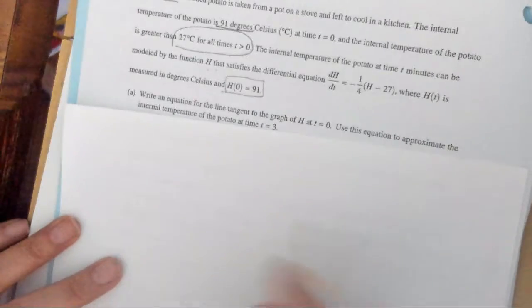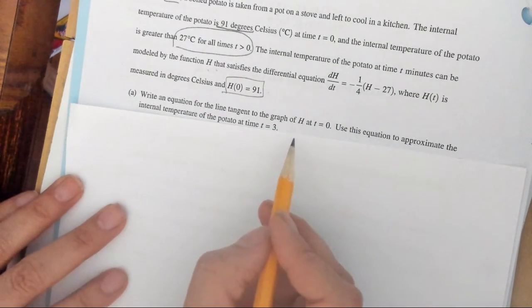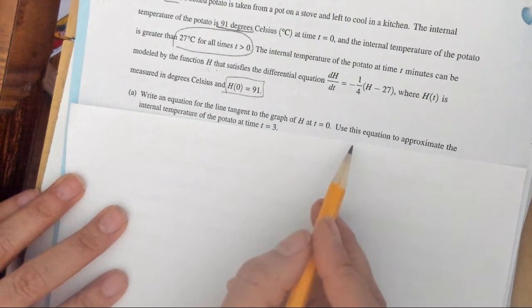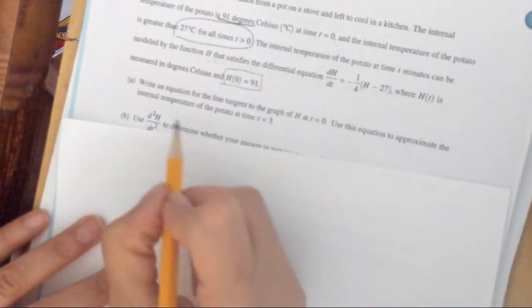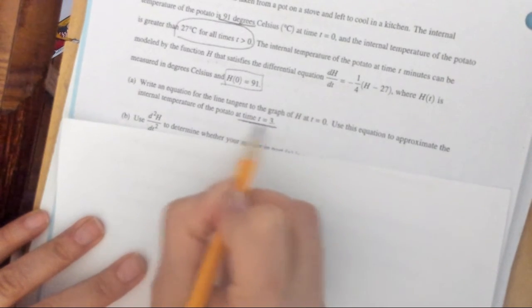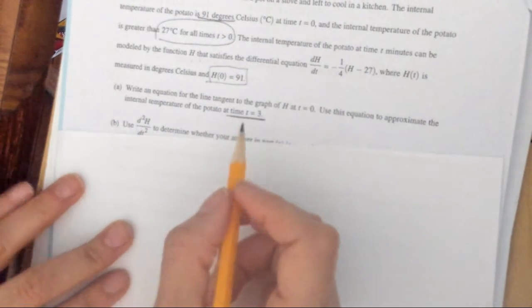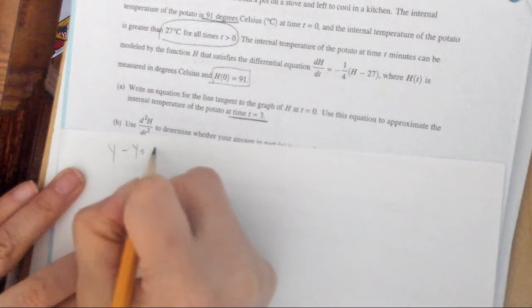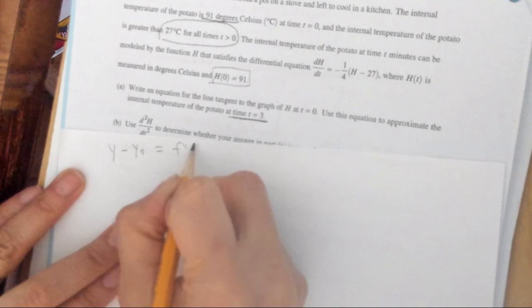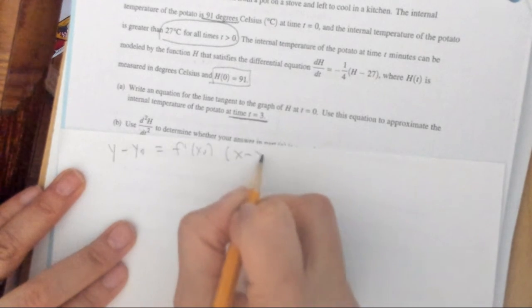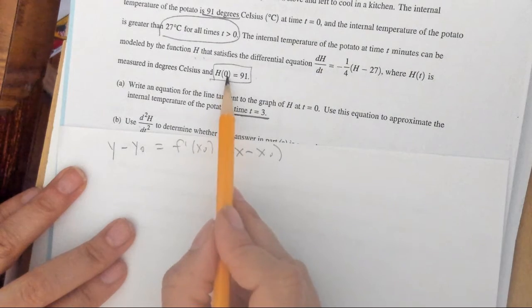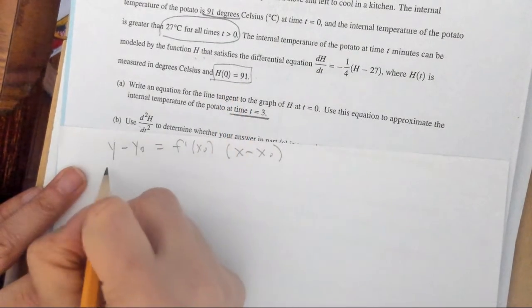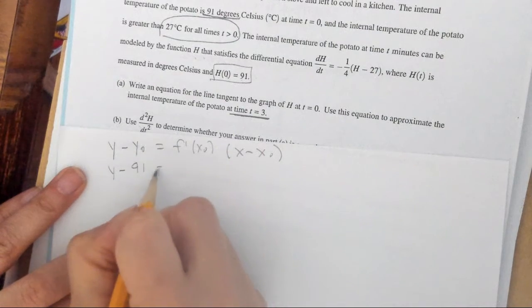Alright, so it says to write an equation for the line tangent to the graph of h at t equals 0. Use this equation to approximate the internal temperature at time t equals 3. Alright, so line tangent. I know I need this, so like I told you guys, always write this. It'll sometimes help to remind you of what you need to do. So we're writing the equation for a tangent line. So what point are we given? Right here, 0, 91. So let's plug in 91.